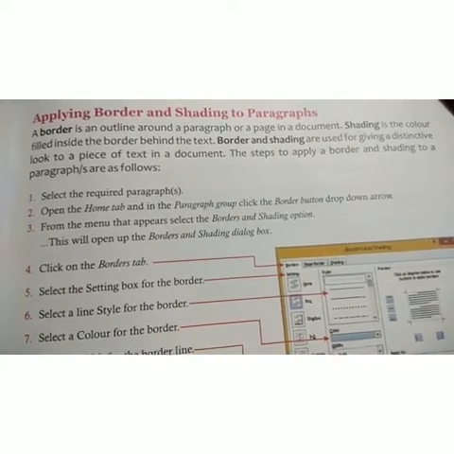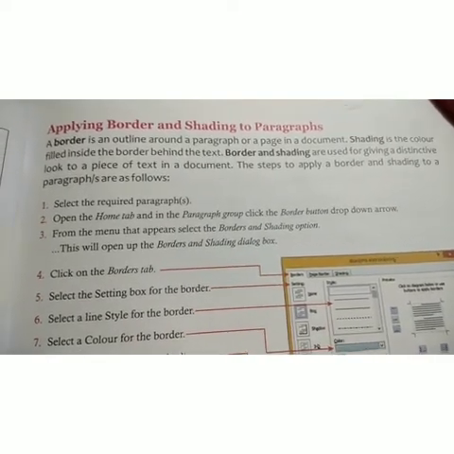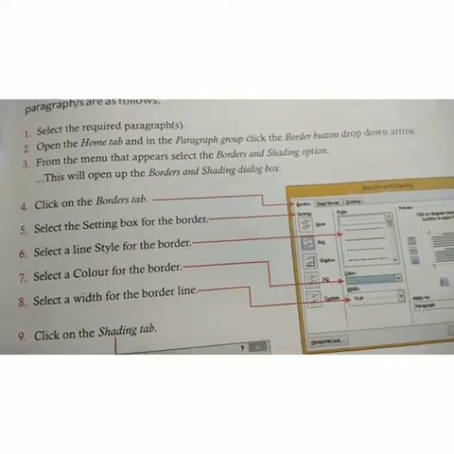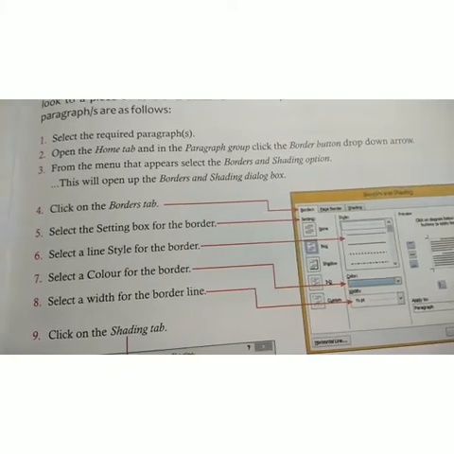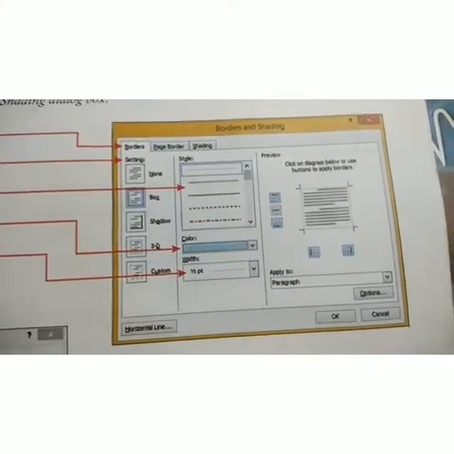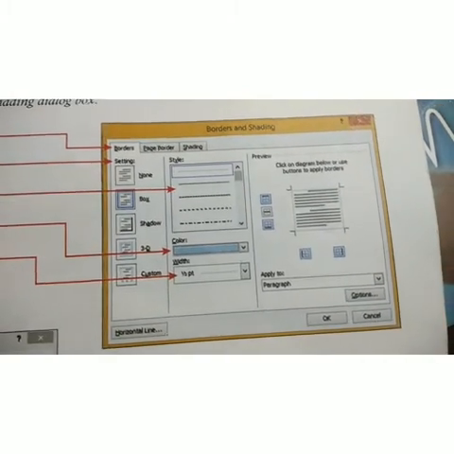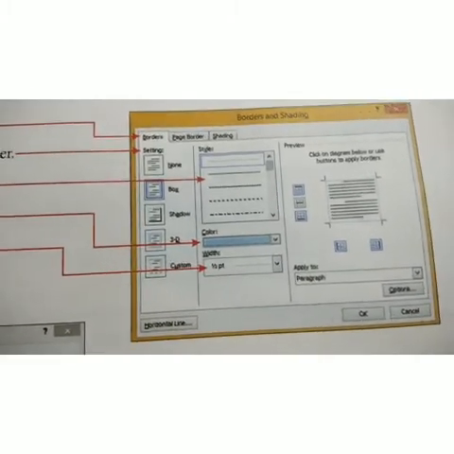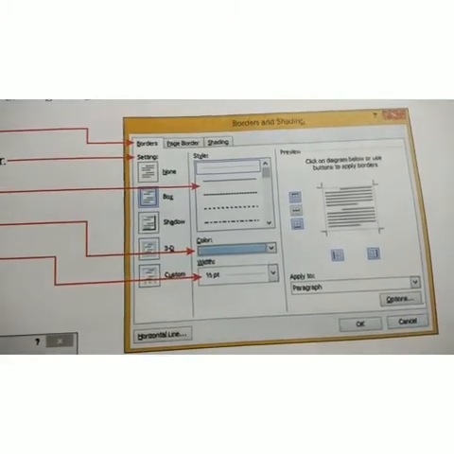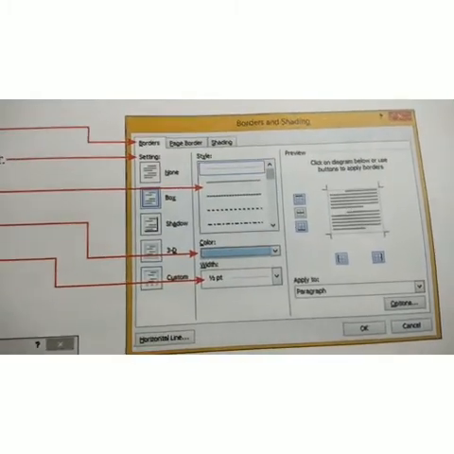Then select the setting box for the border, then select a line style for the border, then select a color for the border. The eighth step is to select a width for the border line, then ninth, click on the Shading tab. So students, this is the Borders and Shading dialog box. You can see Borders, Page Border, Shading, all the options are available here, and we can choose anything. We can choose any one of these: none, box, shadow, 3D, custom, etc. And after we choose, we will click the OK button.